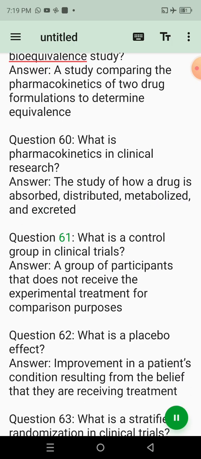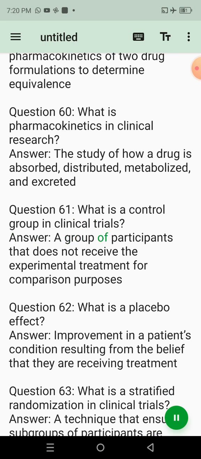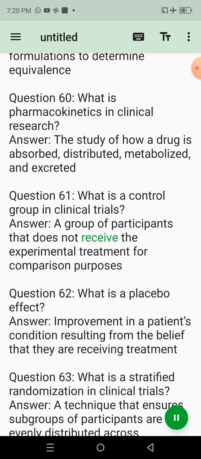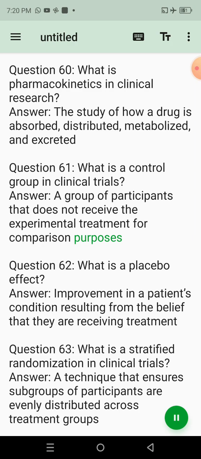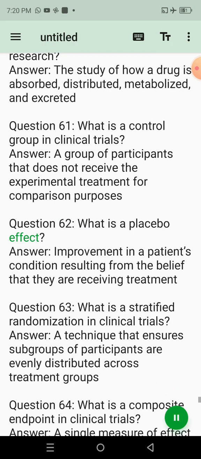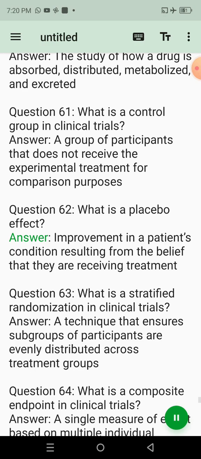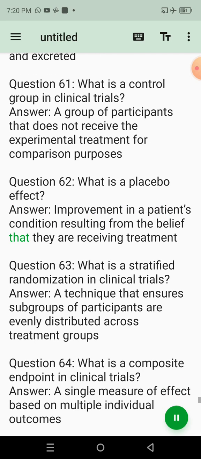Question 61. What is a control group in clinical trials? Answer: a group of participants that does not receive the experimental treatment for comparison purposes. Question 62. What is a placebo effect? Answer: improvement in a patient's condition resulting from the belief that they are receiving treatment.